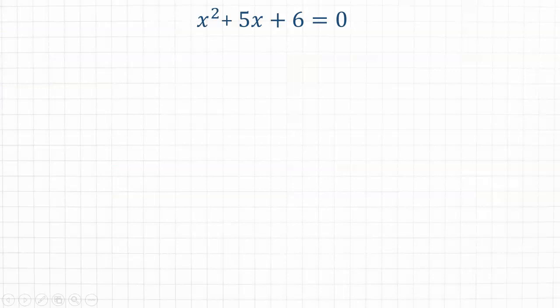quadratic formula. Let's look at using factorizing to solve a simple quadratic equation, x squared plus 5x plus 6 equals 0. The first step is to factorize x squared plus 5x plus 6. I cover how to factorize in a separate video, which I've linked to in the description, but I will briefly go through it here as well.